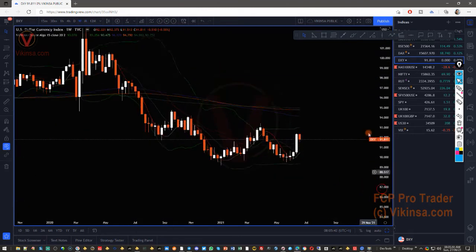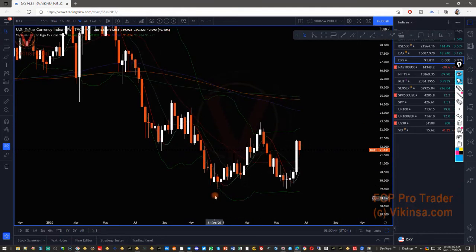Now if I go to the weekly time frame, that double bottom looks like this. We had the previous test and now we have tested again. There were several rejections, 1, 2, 3, 4 rejections from here, and we were expecting it to go up because it wasn't able to break this particular level of 90. So it started to move up.